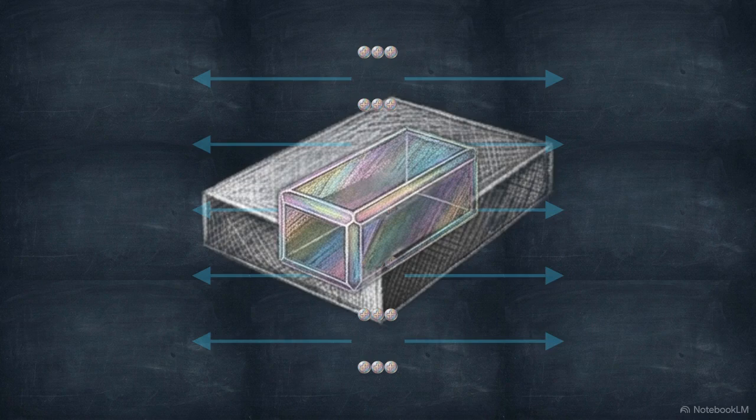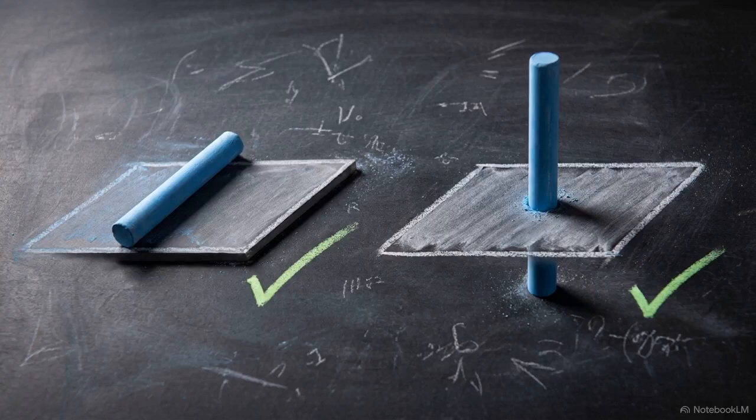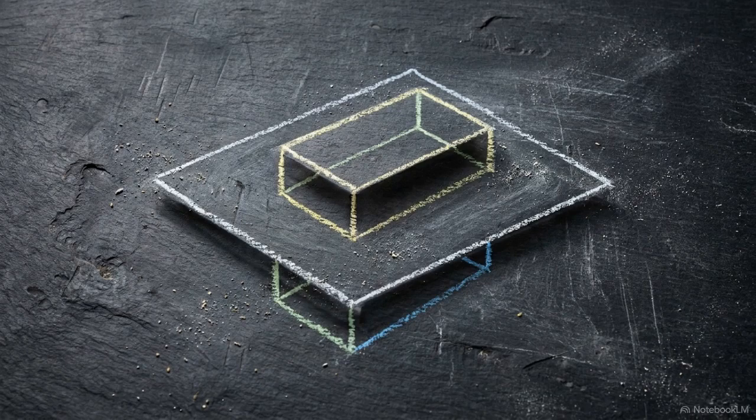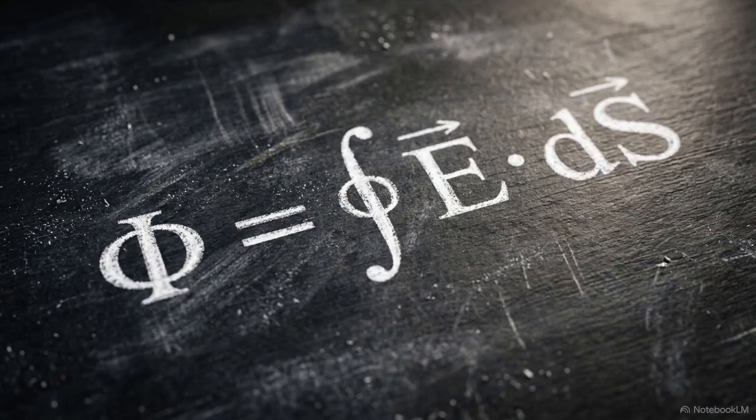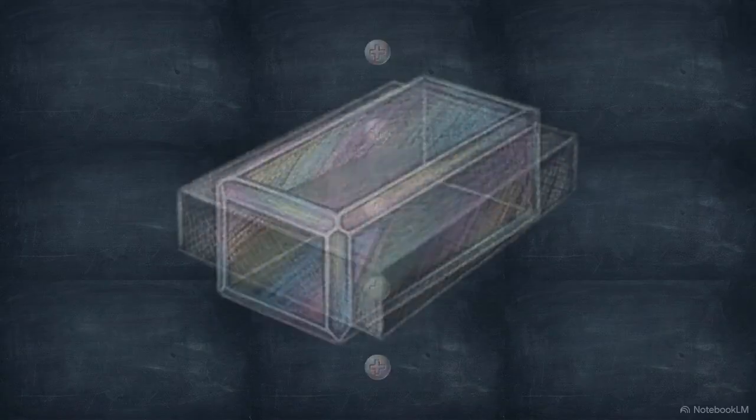We construct a rectangular parallelepiped, a pillbox, that pierces directly through the sheet. The utility of Gauss's law depends on selecting a surface where the electric field is either perfectly parallel or perfectly perpendicular to every face. Now we calculate the total electric flux through this Gaussian pillbox using the standard equation. Total flux equals the closed integral of the electric field E dotted with the area element dS.